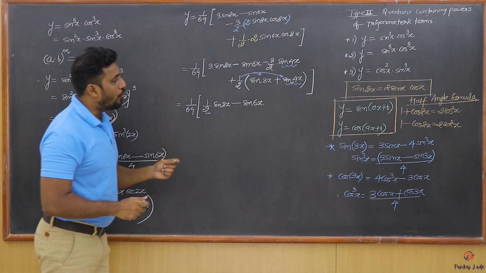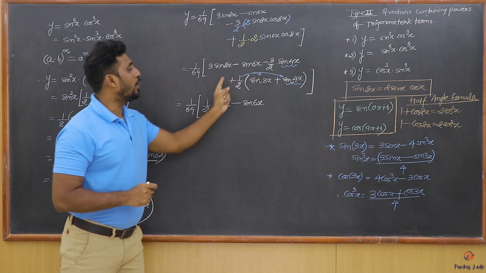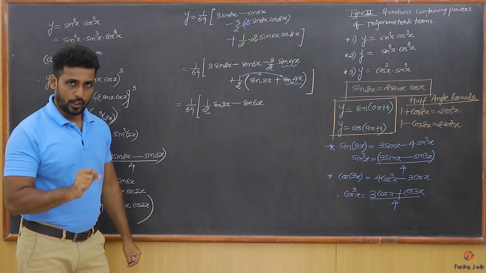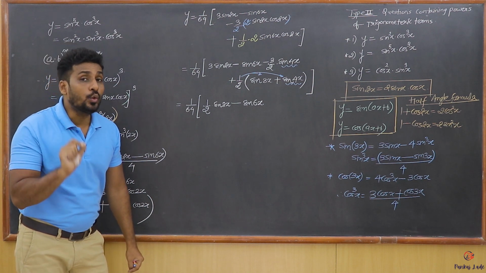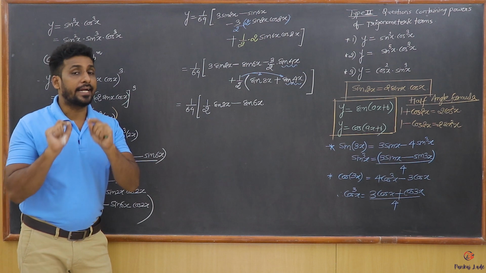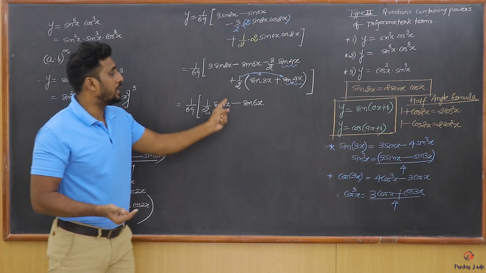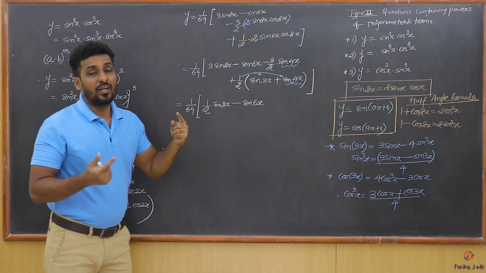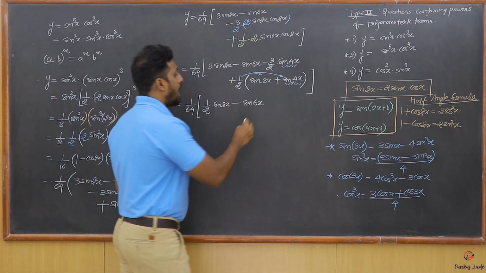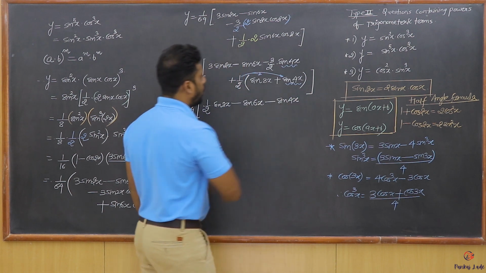Now, the sine 4x and the sine 4x, both the terms are going to come together. Minus 3 by 2 and plus 1 by 2. Both the terms have the same denominator 2. So minus 3 and plus 1 gives me minus 2 upon 2, which gives me minus 1. So minus 3 by 2 and plus 1 by 2 will give me minus 1. So I write minus 1 and I write sine 4x.